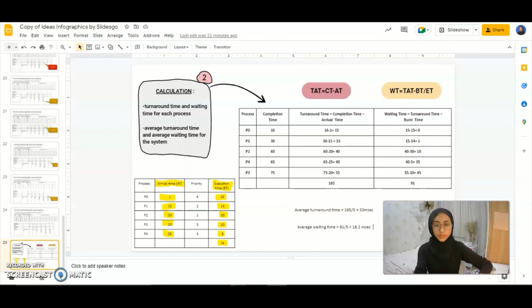To get the average turnaround time, the total is divided by the number of processes. So 165 divided by 5 will become 33 ms, and for average waiting time, 91 divided by 5 will become 18.2.